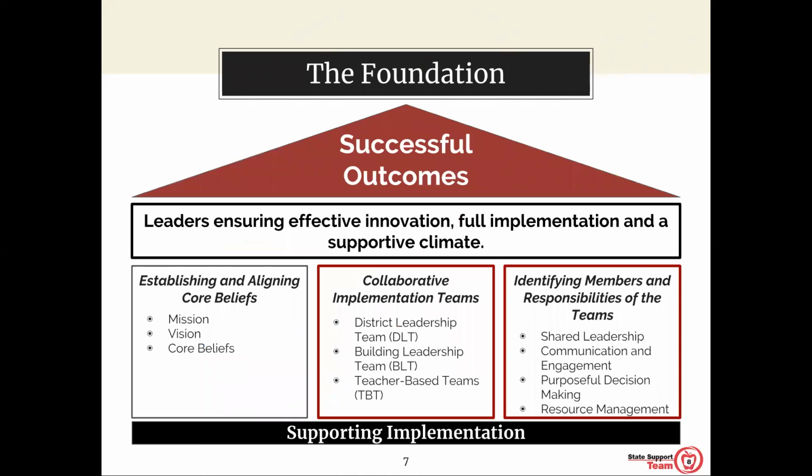This slide should look familiar to you as we shared this graphic in our previous webinar. Supporting implementation is at the foundation of all successful outcomes. Leaders ensuring effective innovation, full implementation, and a supportive climate are imperative in this work. As you may remember in our previous webinar, we talked about the importance of establishing and aligning core beliefs with the development and/or refinement of the district's mission, vision, and core beliefs. Today, we will focus on the importance of developing collaborative structures, identifying members, and defining responsibilities of those teams.